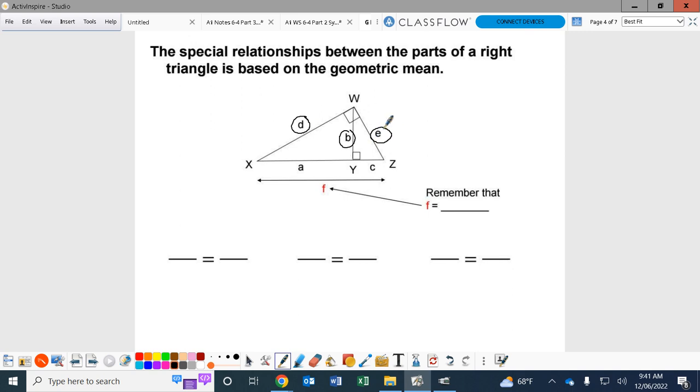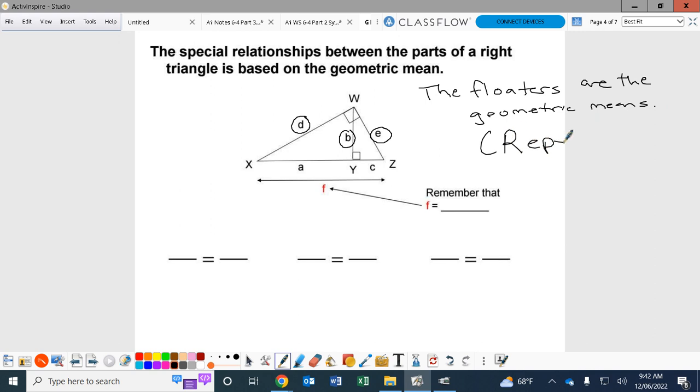The floaters are the geometric means. I'm going to say that again. The floaters are the geometric means, meaning they repeat. Just making that really clear. Give you a minute to get that down, because that's really important. Only the ones that float can be the geometric means.